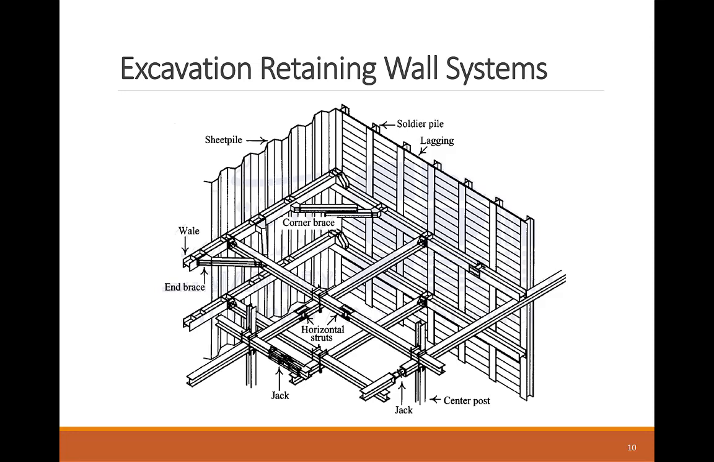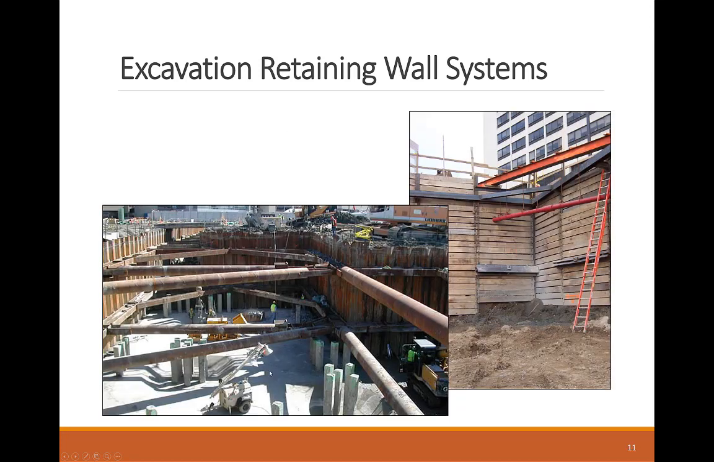The bracing system is composed of whales, corner braces, horizontal struts, center posts, and pressure jacks. The bottom photo here shows a bracing frame for a sheet pile retaining wall. The building footprint is not that large, so bracing posts are not needed. The top picture shows a hybrid bracing approach where ground anchors and corner braces are used.